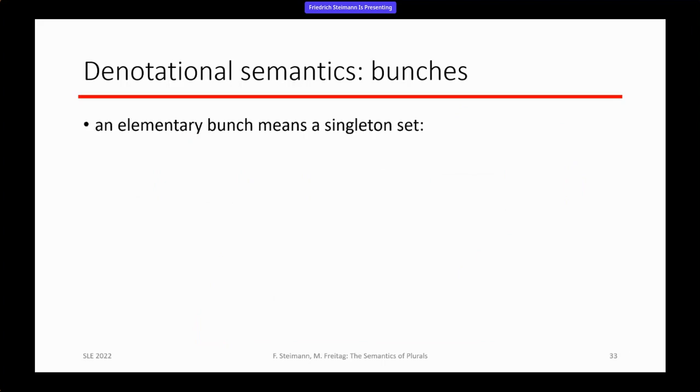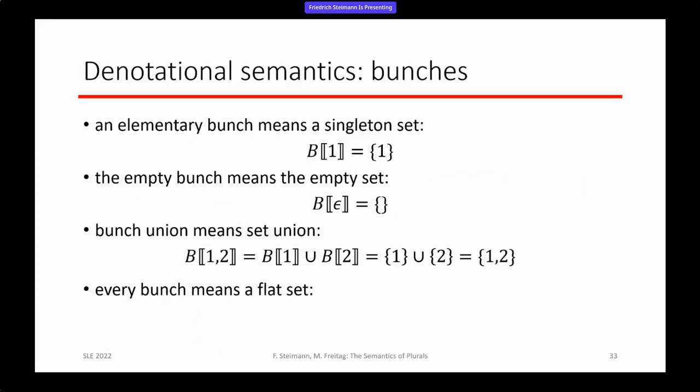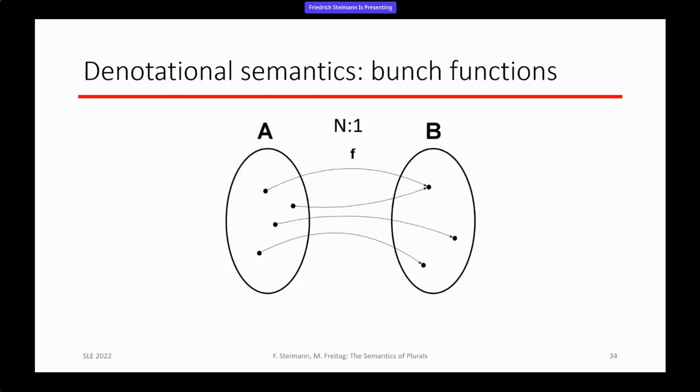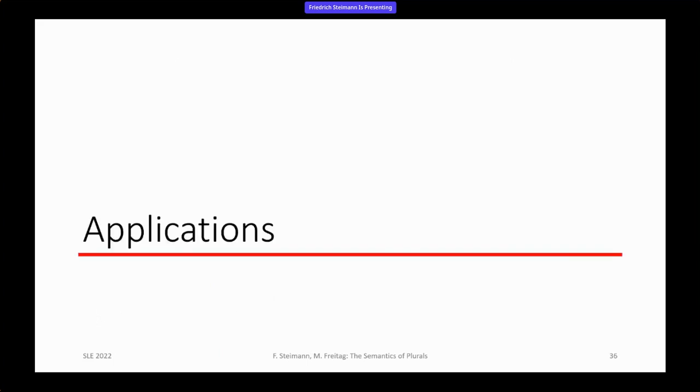And I'm going to skip over the denotational semantics because I already said this. Basically, the semantics of bunches is sets being flat, no nesting. Otherwise you can more or less replace the bunch union with set union, and you just need to remove the curly braces to come back from the sets to the bunches. Okay, so this one, I'm going to skip over it. This is just a depiction of the relations.